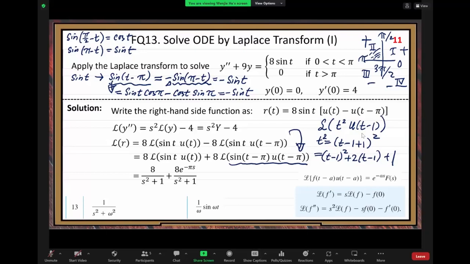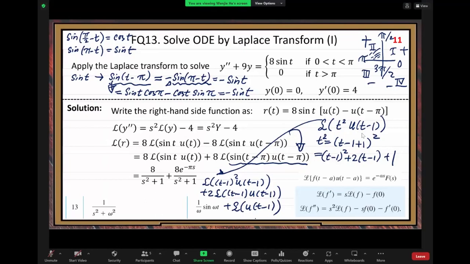So you take the Laplace transform of t minus 1 squared plus 2 times t minus 1 plus 1. Split into 3 terms. After that, we have t minus 1 squared u of t minus 1, plus 2 times t minus 1 u of t minus 1, plus u of t minus 1. Then each one you can find the appropriate formula.